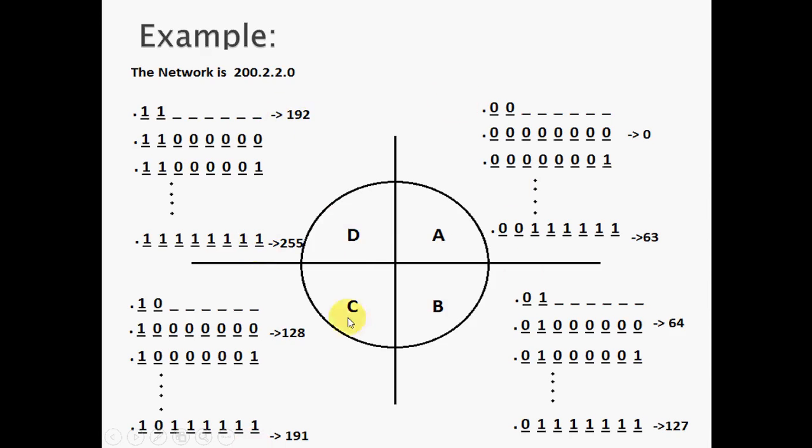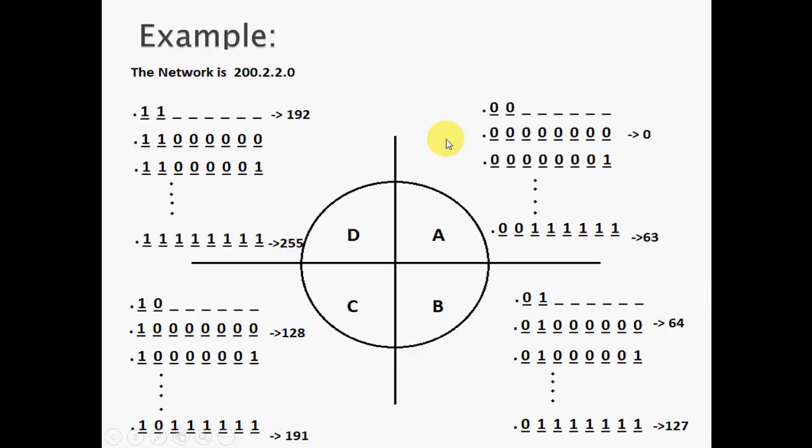But friends, here's a twist. Our network ID is 200.2.2.0 for the entire network, as well as the subnet network ID for subnet A. In the same way, our directed broadcast address for the entire network is 200.2.2.255, which is the directed broadcast address for the last subnet D also. So it creates the ambiguity.